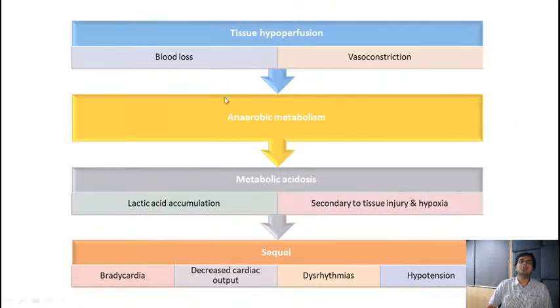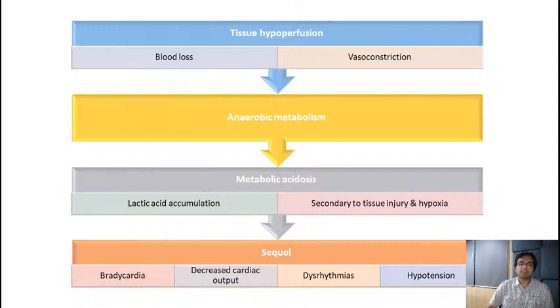So what are the consequences of tissue hypoperfusion? Prolonged tissue hypoperfusion, irrespective of whether it is due to blood loss or vasoconstriction, leads to anaerobic metabolism. And anaerobic metabolism leads to generation of products like lactic acid. Now lactic acid accumulation leads to metabolic acidosis.